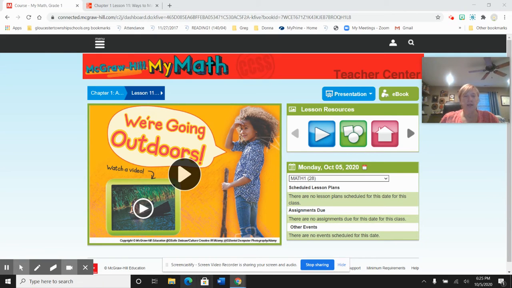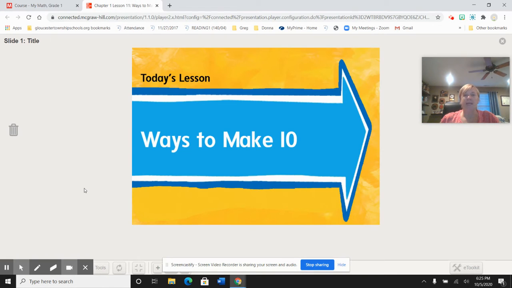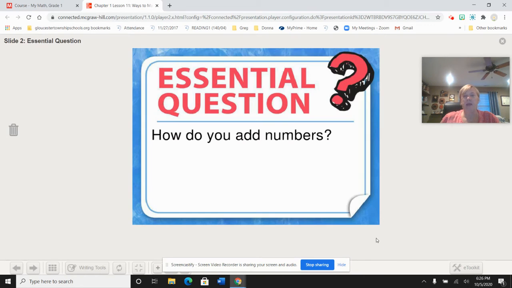Hi, boys and girls, and welcome to our next math lesson, Chapter 1, Lesson 11, and it is Ways to Make 10. Okay, so we have different ways to make 10, and it continues to help us answer the question, how do you add numbers? So let's get started on some warm-up.